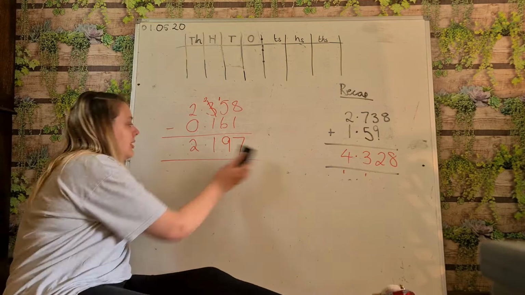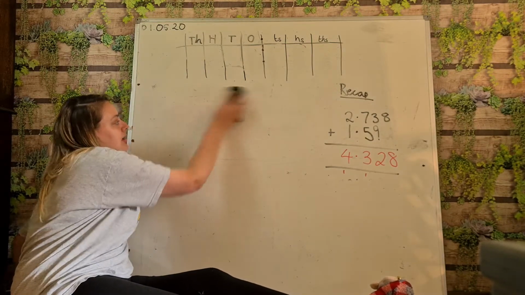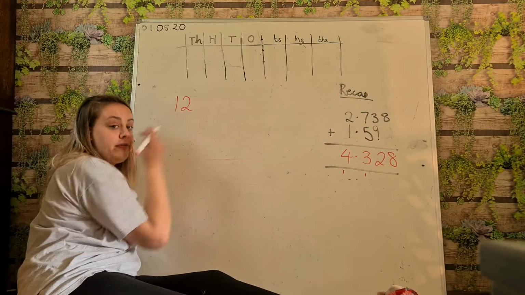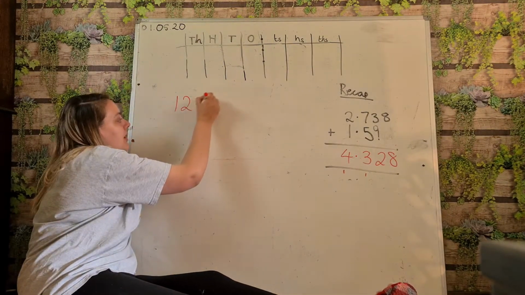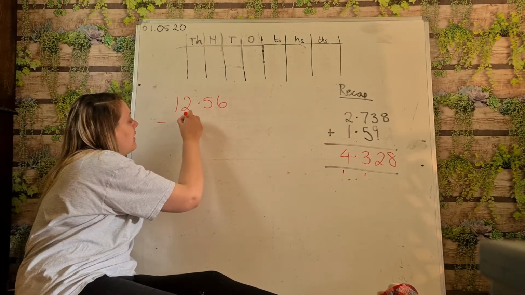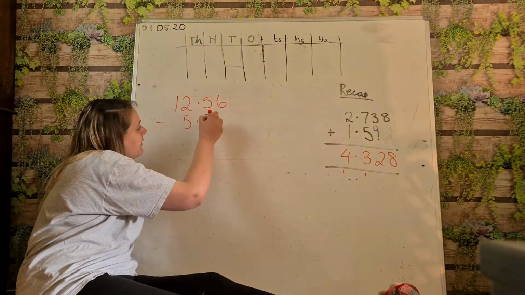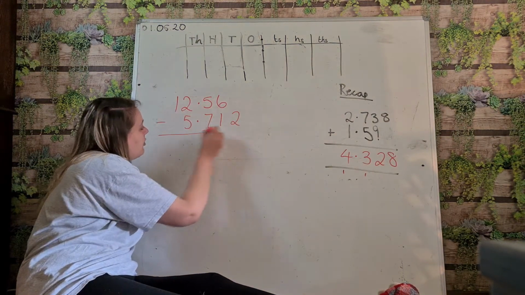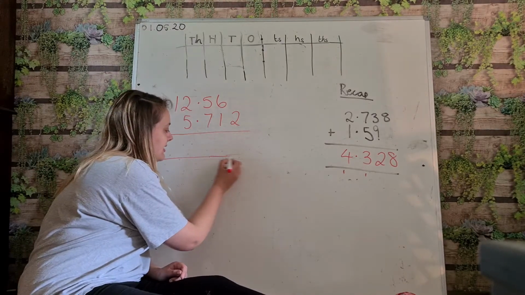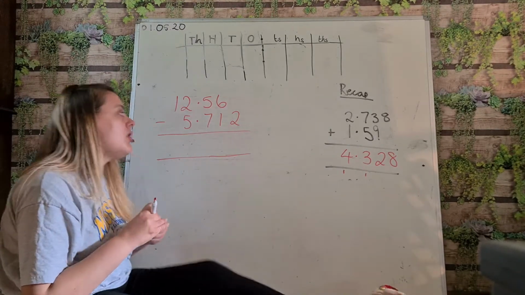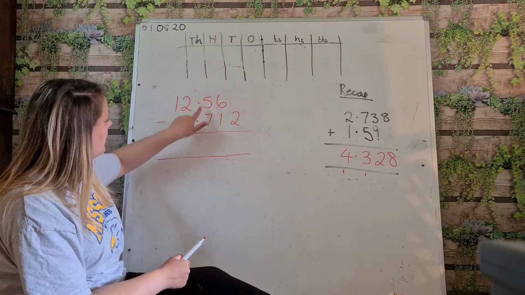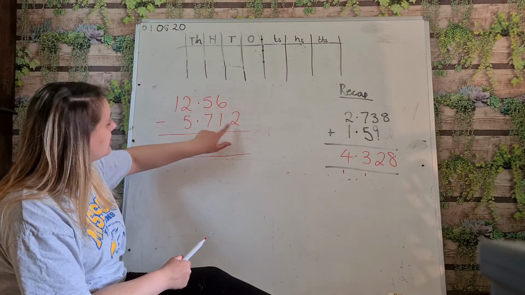So, let's have a go. We've got 2 more questions we're going to go through together. So let's have a go at 0.56 subtract 5.712. Now before I start, I'm going to check my place value is correct, because if my place value isn't correct, that could change my whole answer. So I've got my tens, I've got my ones, got my tenths, got my hundredths, and I've got my thousandths.